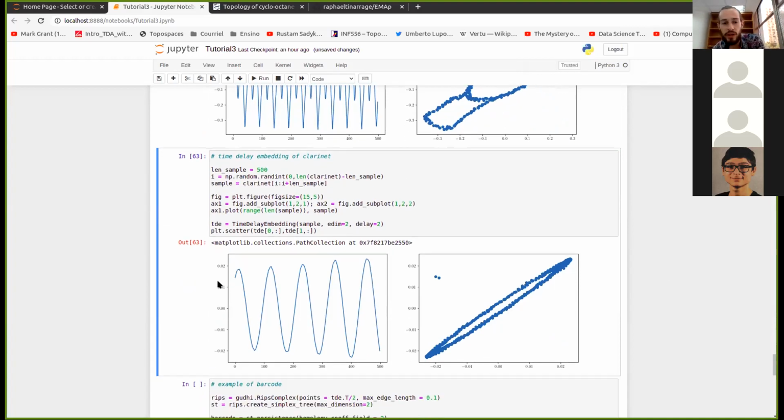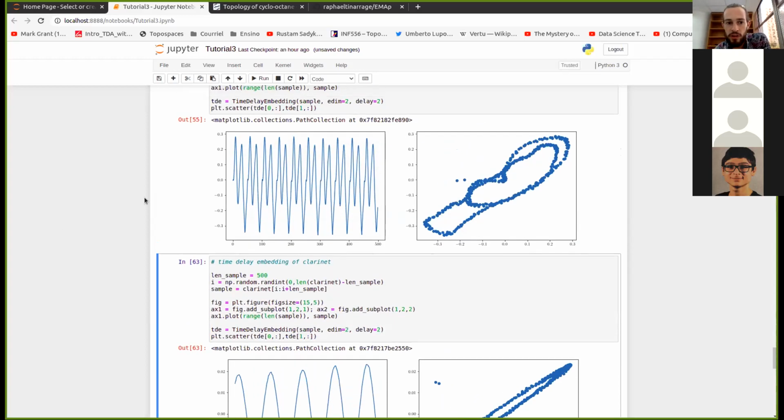Because basically, if you have a sinusoidal signal, what you get from the embedding is a circle. When you have a sum of sinusoidals, you obtain this kind of pattern. And I guess there are results about that.